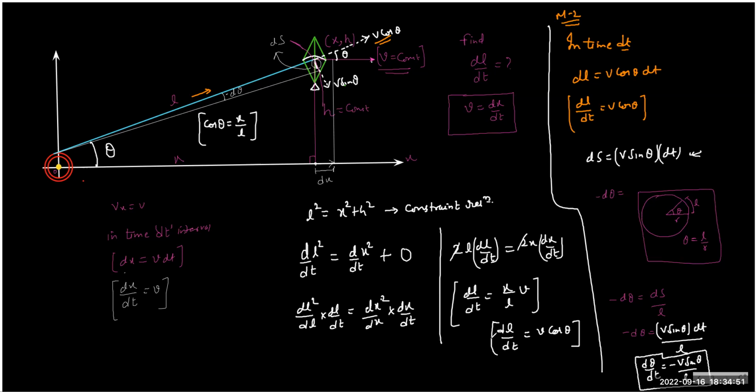So dx by dt was known to us, and what are we looking for? Now the next question is, what is d theta by dt? This is what I'm looking for. And here one thing is constant. What is constant?